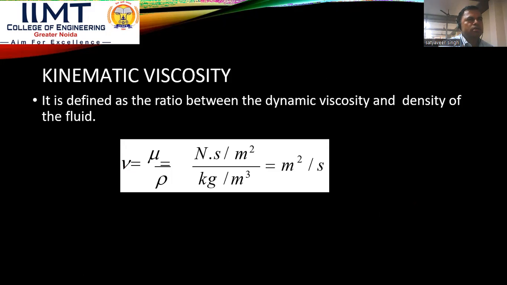Now, the next topic is kinematic viscosity. Kinematic viscosity is different from dynamic viscosity because it is the ratio of the dynamic viscosity to the density of the fluid. So we can define it as the ratio between the dynamic viscosity and density of the fluid, and we can calculate the kinematic viscosity. The SI unit of kinematic viscosity is meter square per second, and it is calculated on the basis of the density and dynamic viscosity of the fluid.